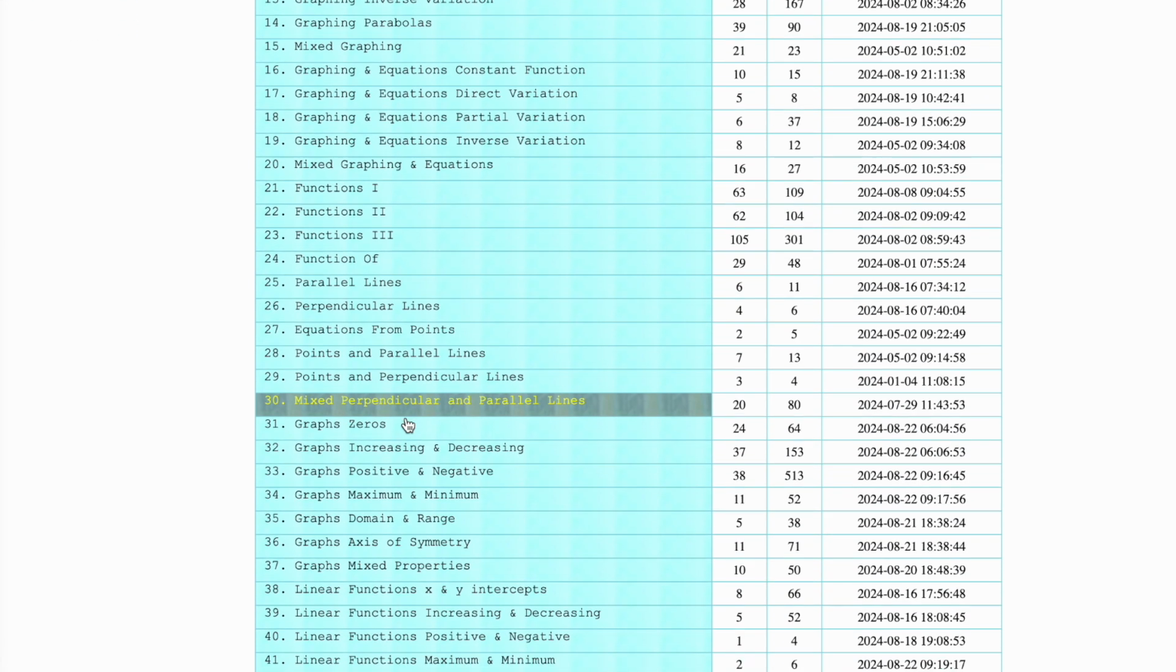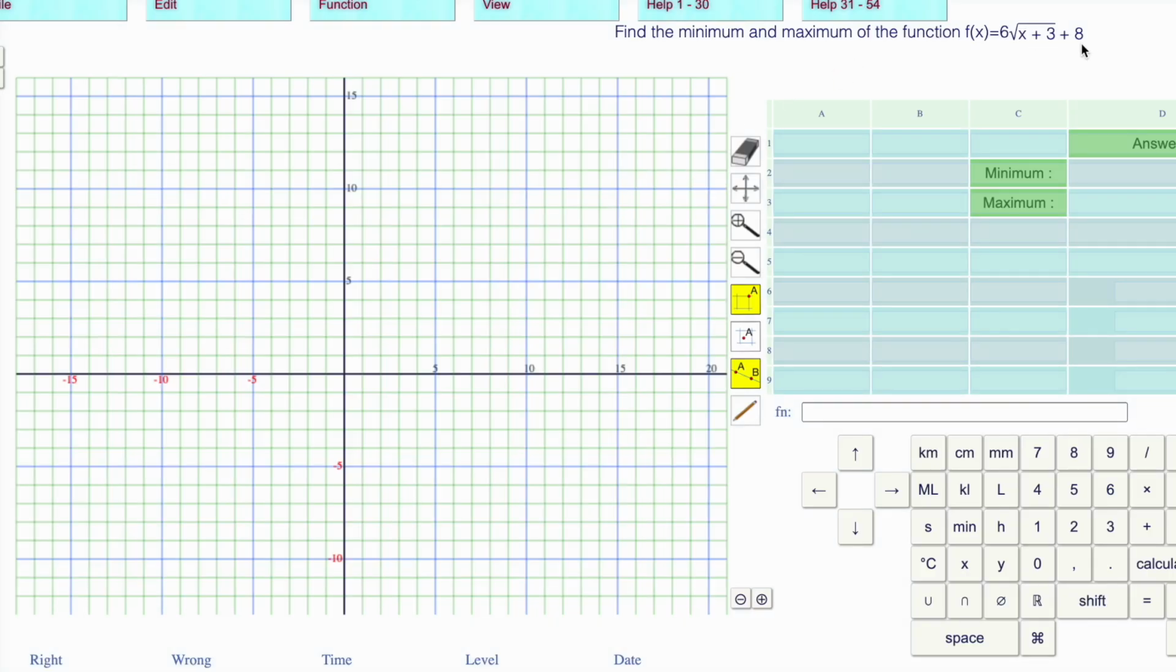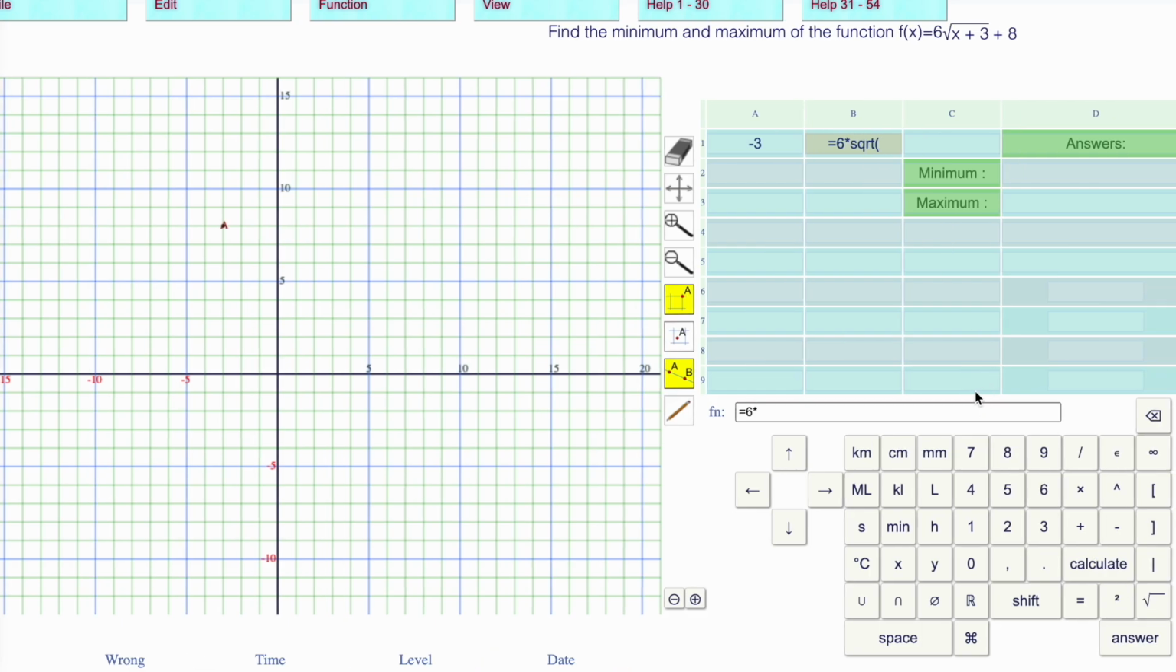Let's look at a square root function for maximum and minimum. This is going to have a vertex at negative 3, 8 right here. It is opening in the positive direction, so it's going to curve up like this. Let's go and find some values. When x is negative 3, y equals 6 times the square root of x plus 3, plus 8. Negative 3 plus 3 is 0. The square root of 0 is 0, plus 8 gives us 8. What about at negative 2? We get 14.